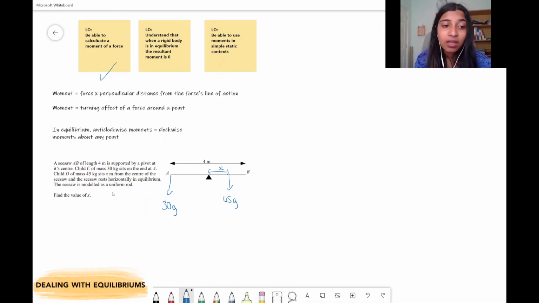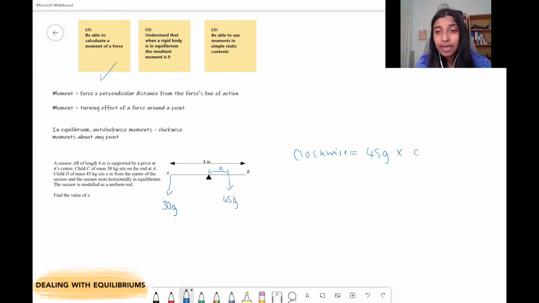And it's saying that our seesaw is resting horizontally in equilibrium. So that means our clockwise moments are going to have to equal our anti-clockwise moments. And we want to find the value of X. So the first thing we want to do is work out our clockwise moments, and that's for this child D. So our seesaw would go that way. So we could just say that our clockwise moment is just equal to our force, which is 45G, times our perpendicular distance, which is just times X.